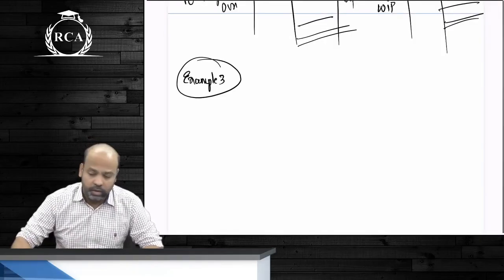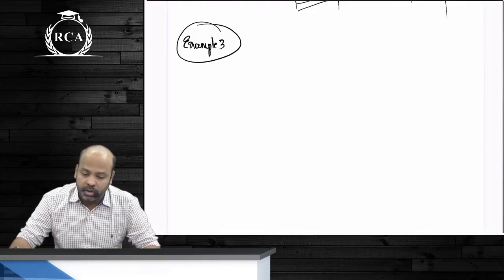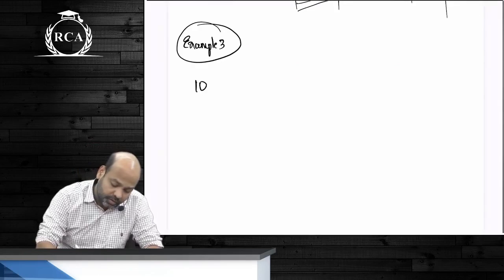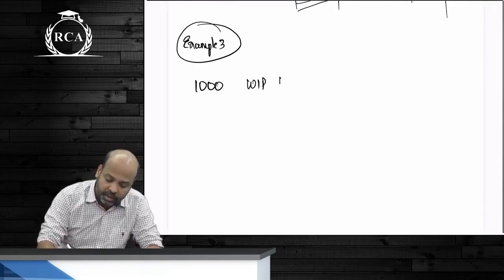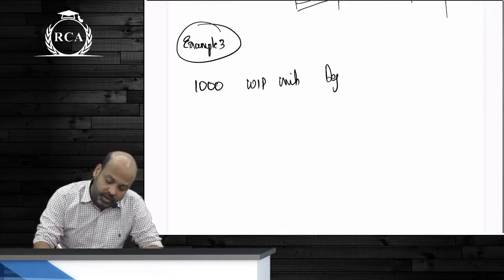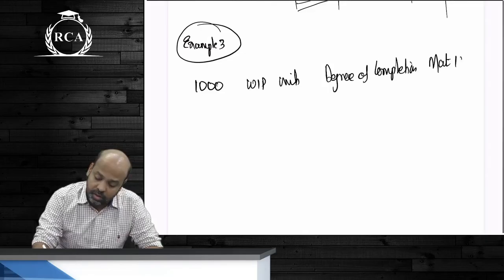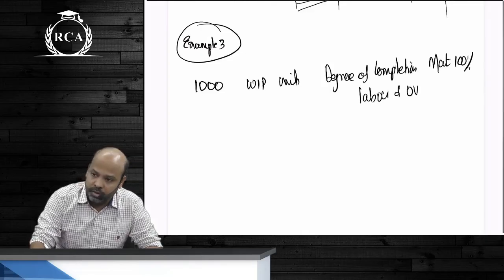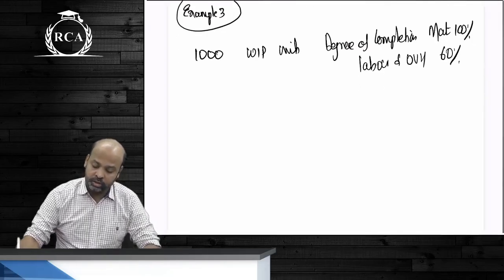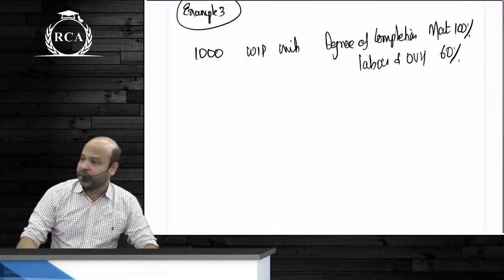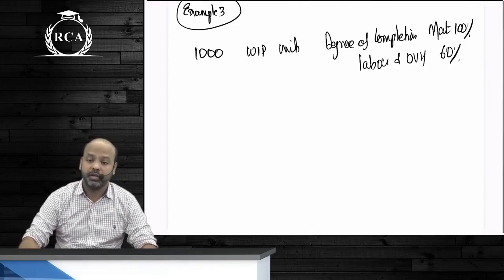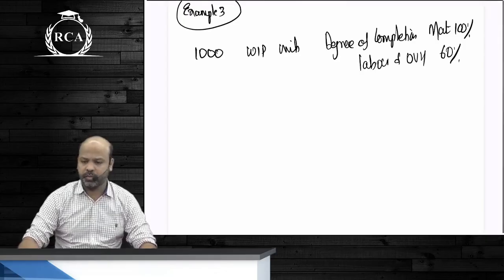Take care. So now guys, write down. The 1000 work in process units. Degree of completion: material 100%, labor and overhead 60%. Next line.